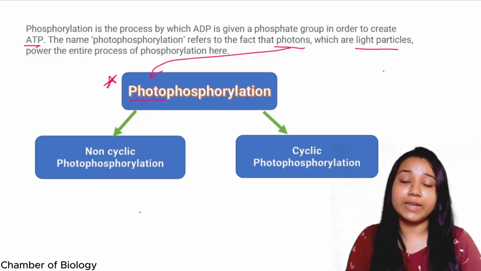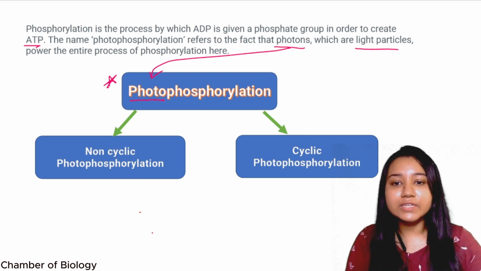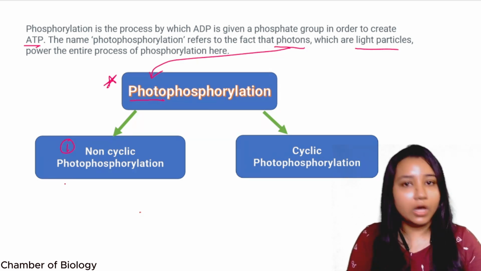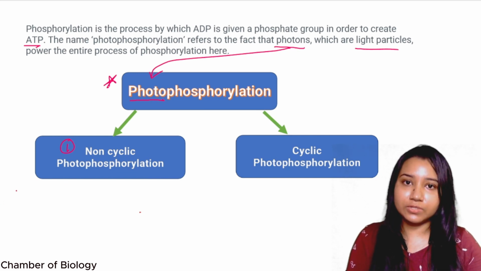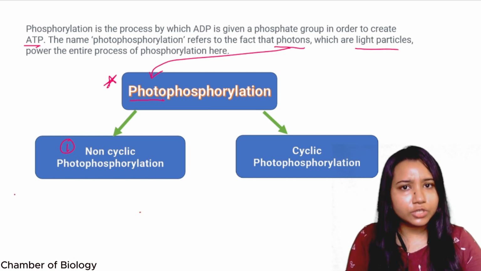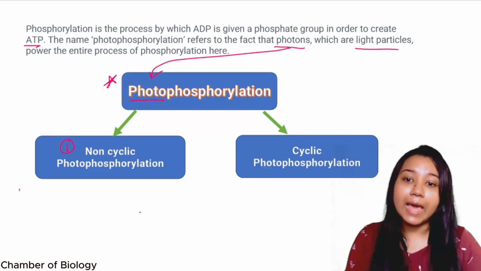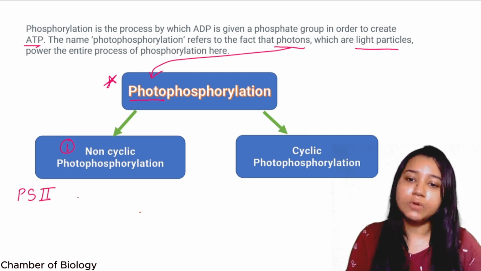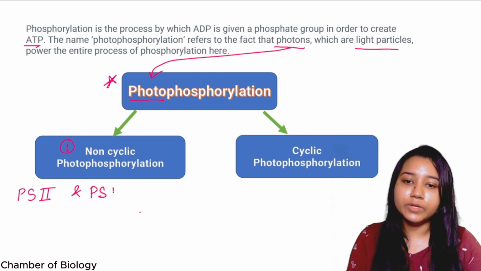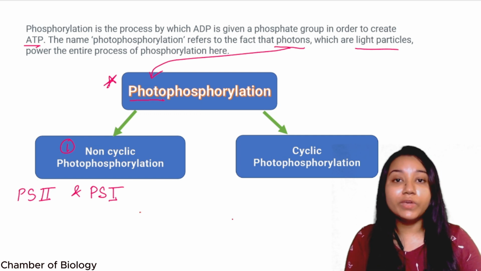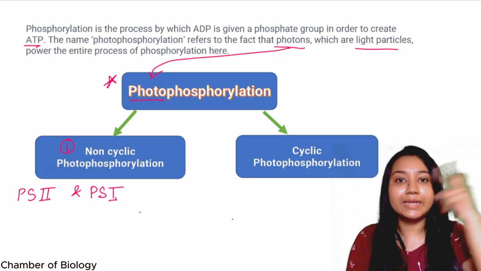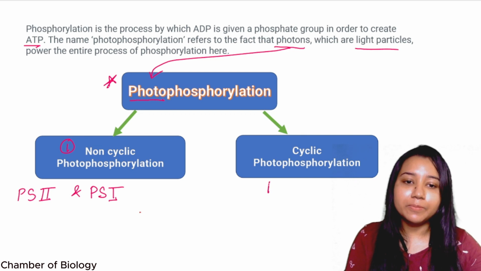Now, this photophosphorylation takes place in two ways. First is non-cyclic photophosphorylation, where there is going to be electron transport, but it is going to be non-cyclic. And if you all remember, we have studied the photosystem. So in non-cyclic, photosystem 2 and photosystem 1 are going to participate. On the other hand, in the cyclic photophosphorylation, there is going to be cyclic transport of the electron, and only PS1 is going to participate here.